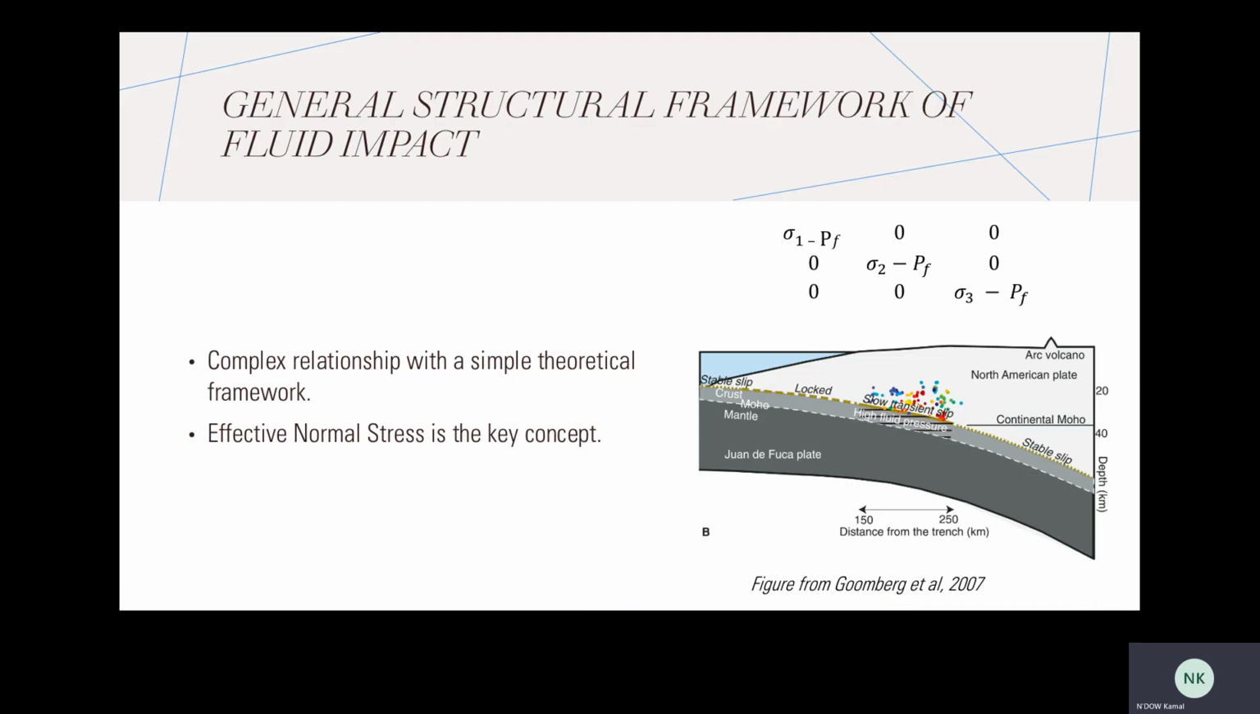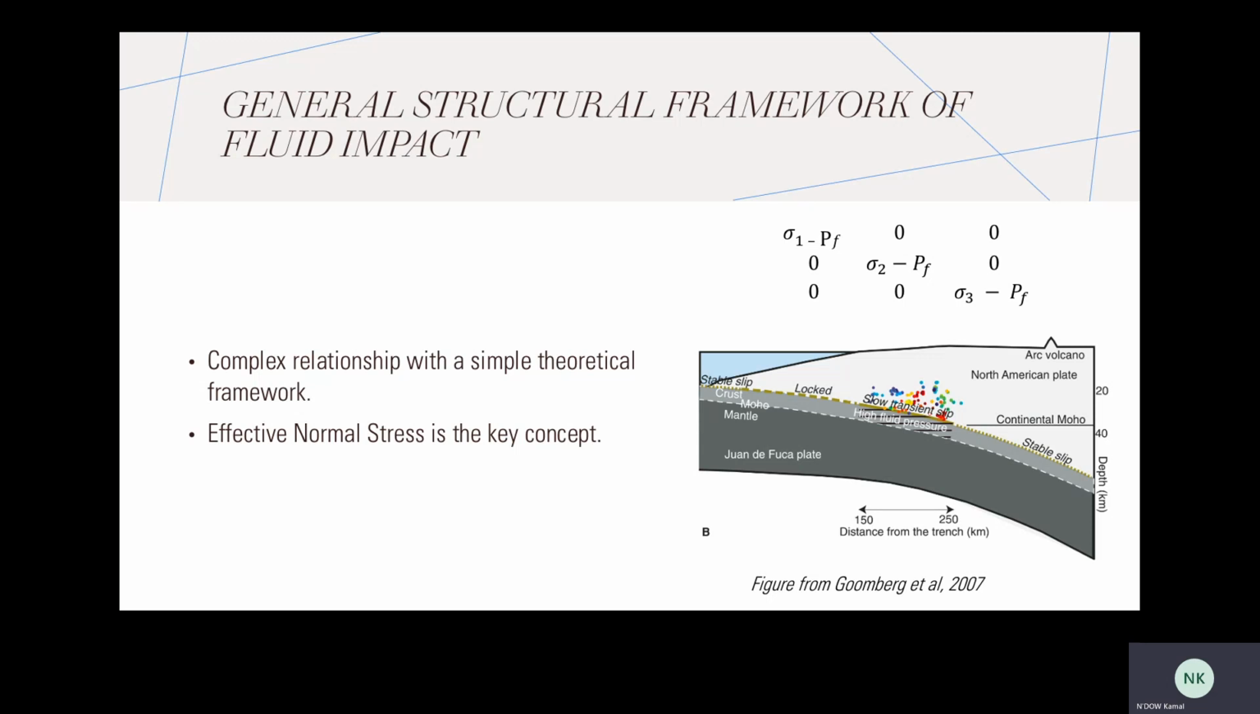Elevated pore pressure is thought to be a key trigger for ETS because it will reduce effective normal stress. Effective normal stress is a key concept here, in which stress acting on a plane is defined by subtracting the pore fluid pressure in the rock from any normal stress component.